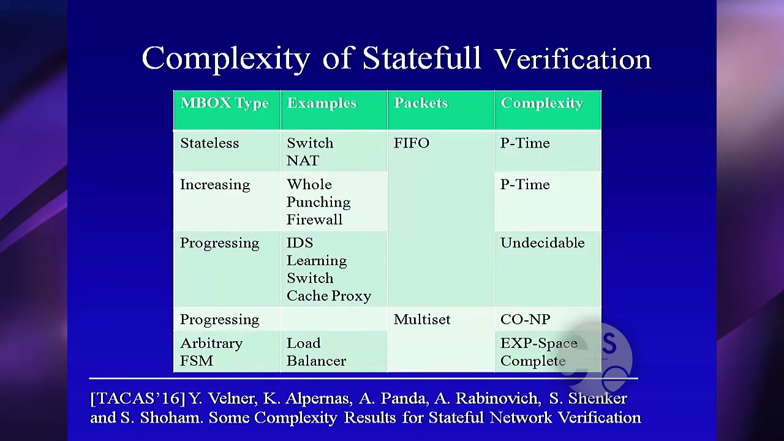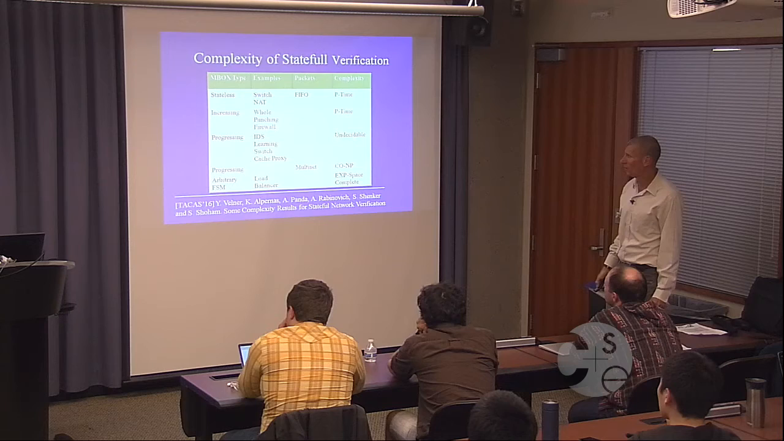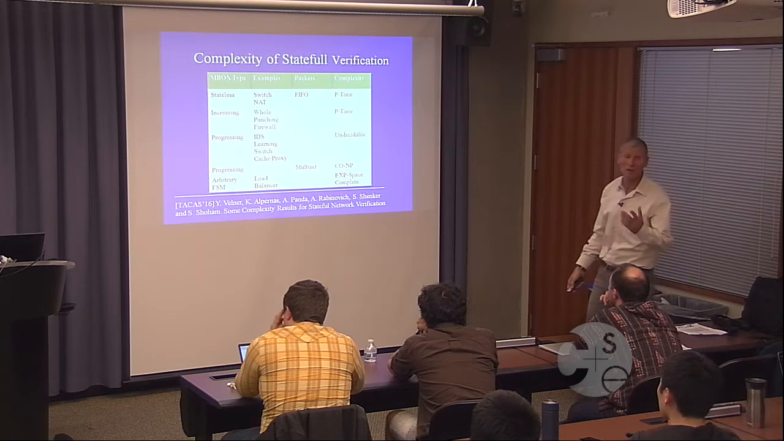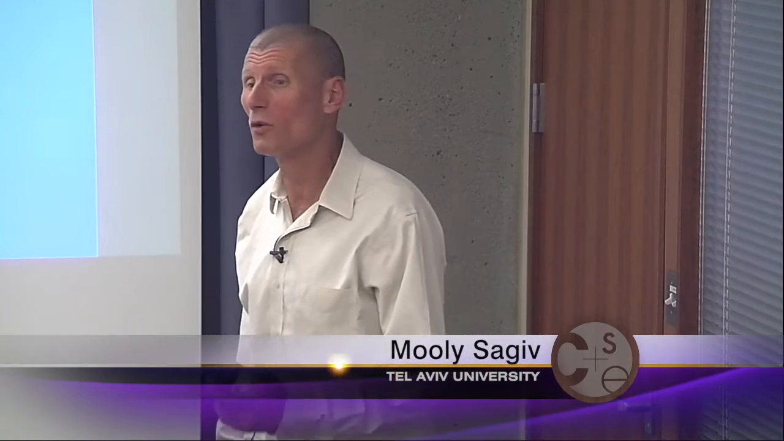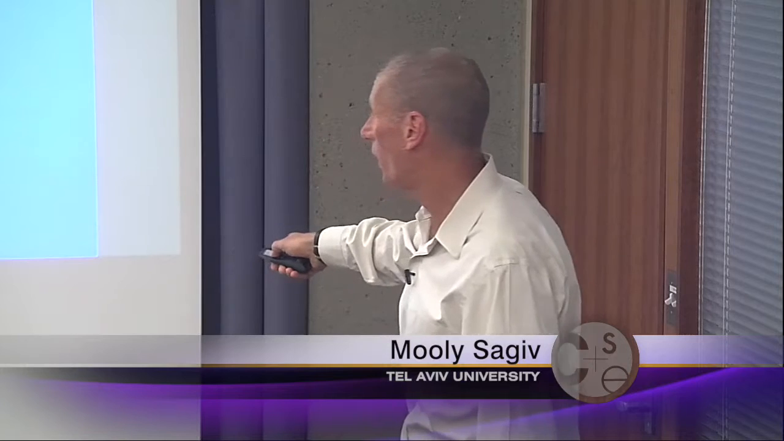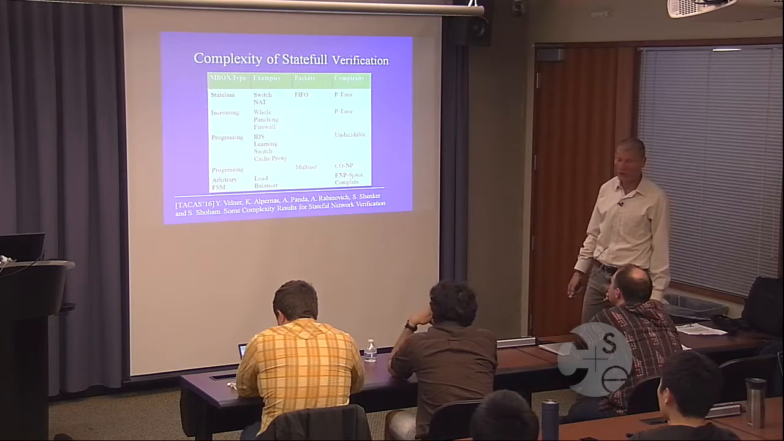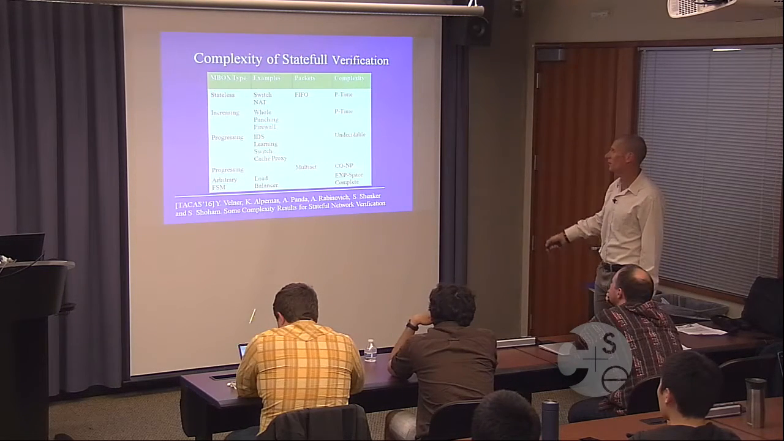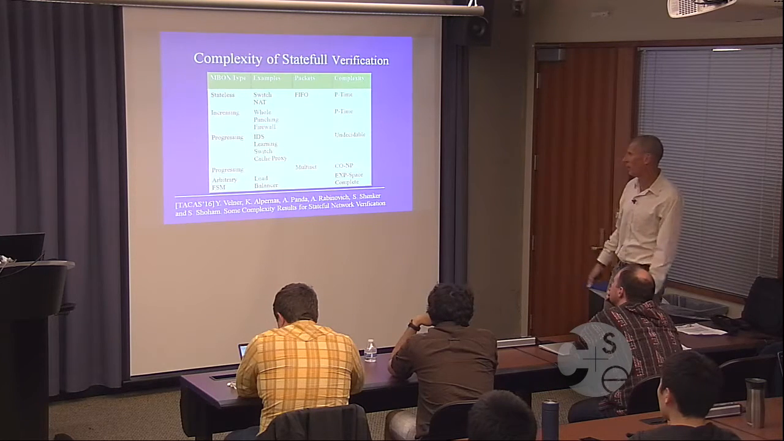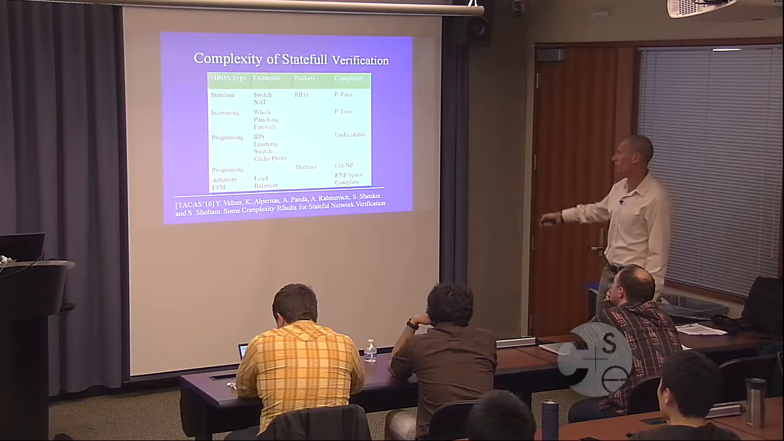Increasing means that the forwarding is increasing. Progressing is a weird name, but it says that you don't have cycles in the automata. Still, even there, once you have a FIFO, it becomes undecidable. So what we do, maybe related to what I told you before, is assume that we have no order on the packets. Once we have no order, then it's decidable, but it's still very expensive.